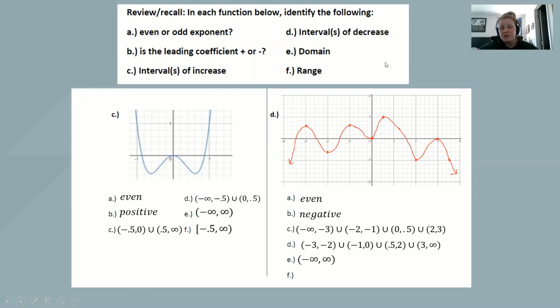Our domain is going to be all reals because it never stops moving, it never stops flowing from left to right. But we do have a highest point this time at 1. So the highest point is 1 unit high. There is no lowest point, so our range expands to negative infinity.